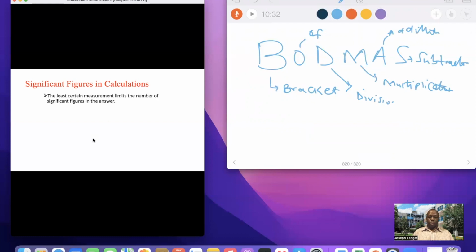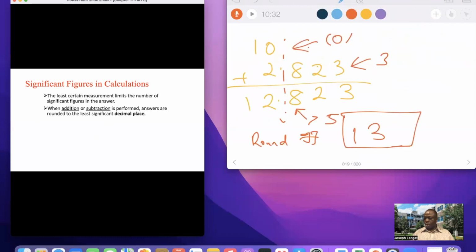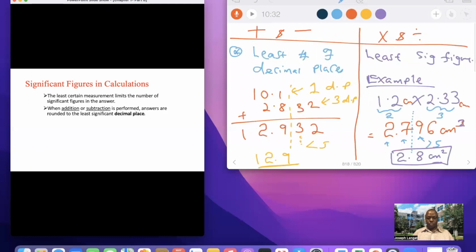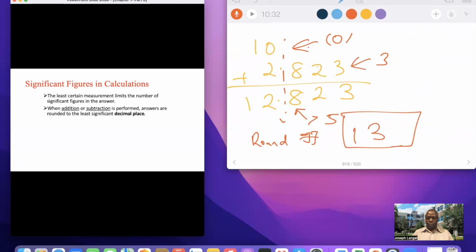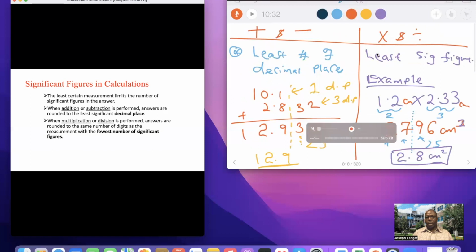So here I just went through in brief how to proceed with the calculation. If you look here, in addition and subtraction, answers are rounded to the least significant digit. If you have no decimal digit, then you just have to round it off to no place of decimal. In multiplication, you look at the fewest number of significant digits. I've highlighted that. You go practice until you master these two rules.